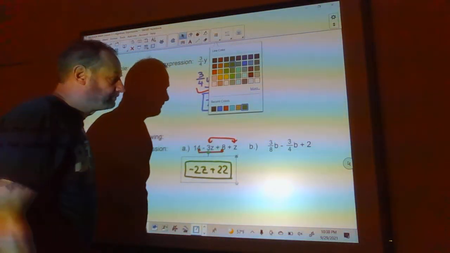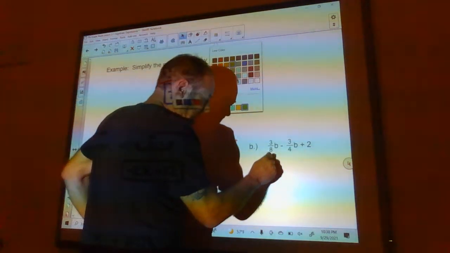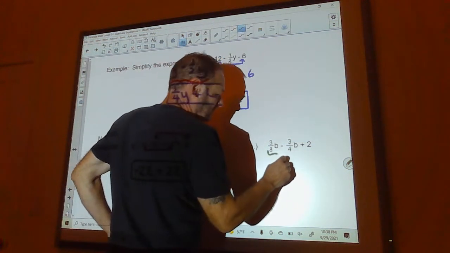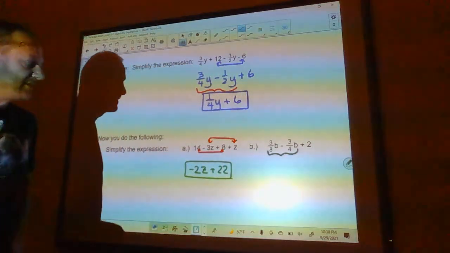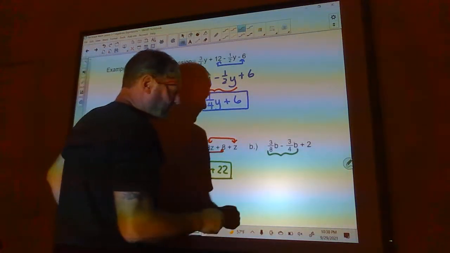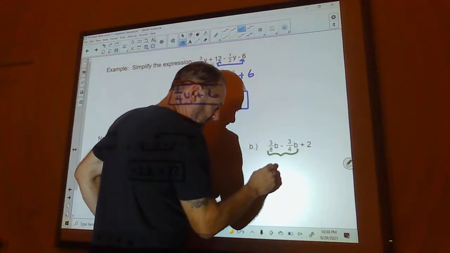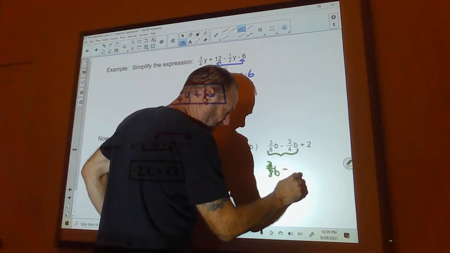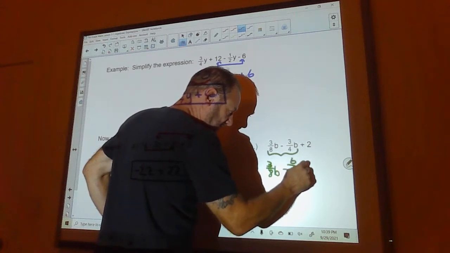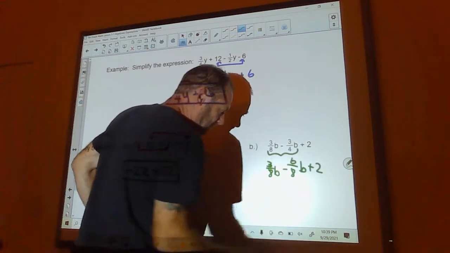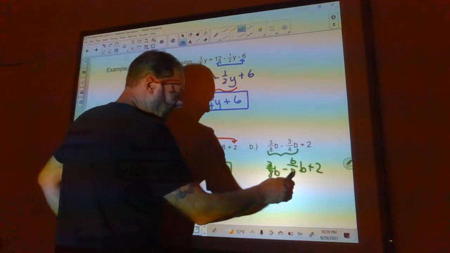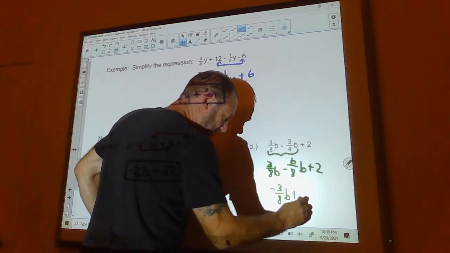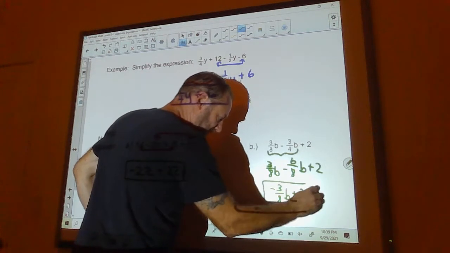Okay, on this one, I've got like terms right here. 3/8 minus 3/4. So I'm going to rewrite this with a common denominator. That'd be 3/8b minus 6/8b plus 2. And then I can combine these, so that's negative 3/8b plus 2, and I can't go any further because that's as far as I can go.